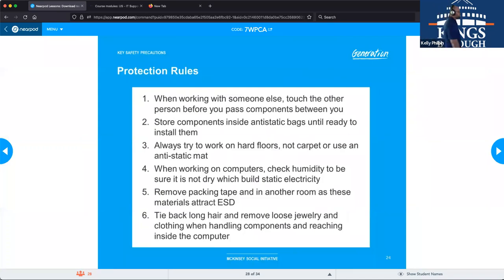All right, protection rules. When you're working with someone else and you need to pass a component from you to that person, as you're holding that component, reach out and touch that person on the arm before you hand the component to them, because that way you will neutralize the charge between the two of you. There's no chance of a shock. If the shock happens, it's happening between the hand that is not holding the component, and then you would reach over and hand over the component.